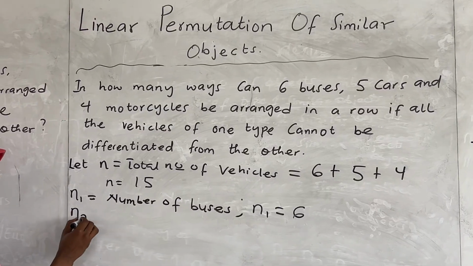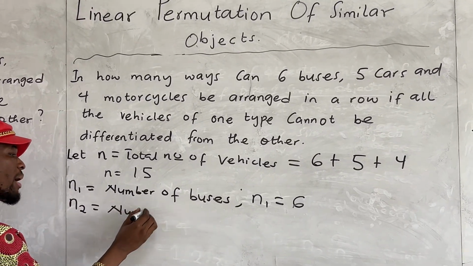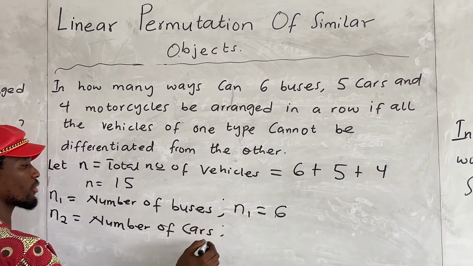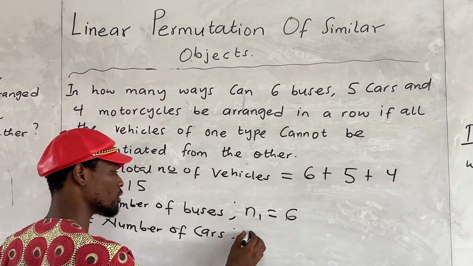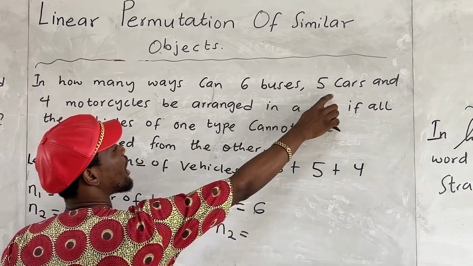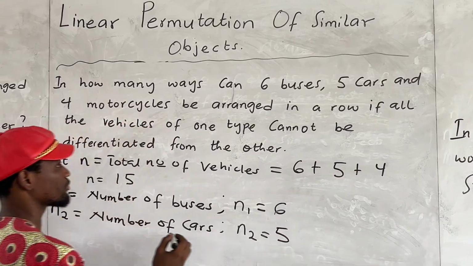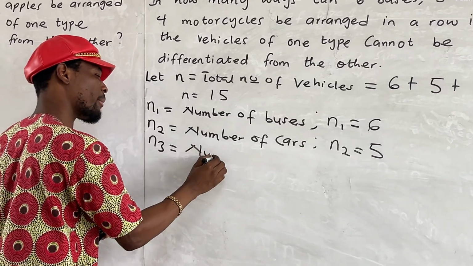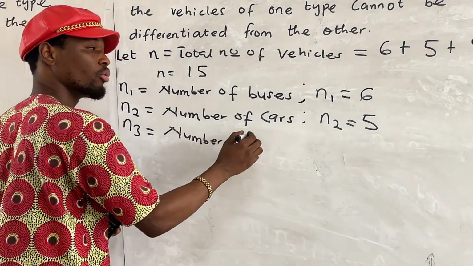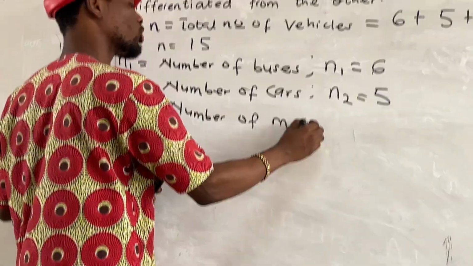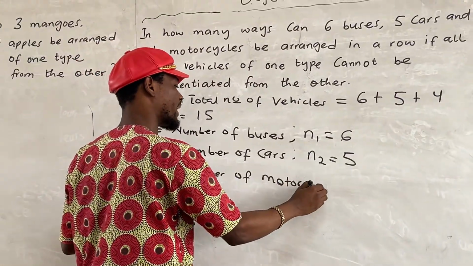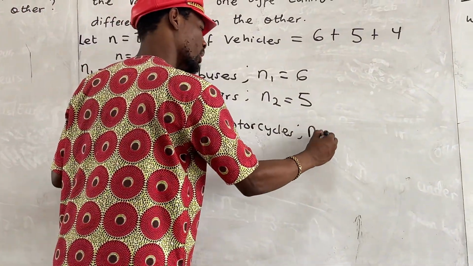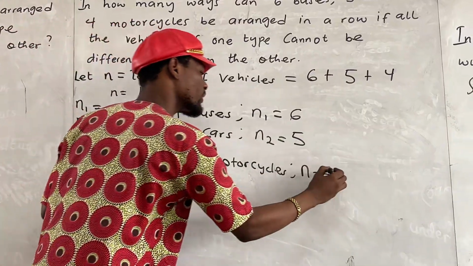Let N2 represent the number of cars, so N2 is equal to 5. And last, we have motorcycles. Let N3 represent the number of motorcycles, so N3 is equal to 4.